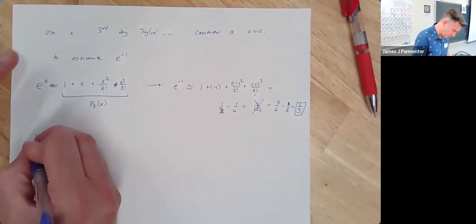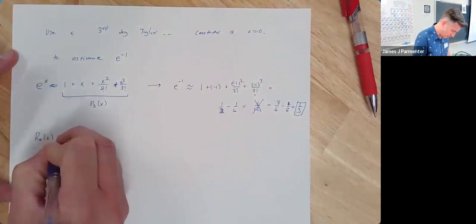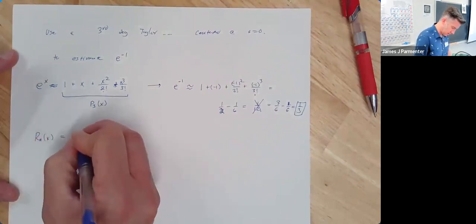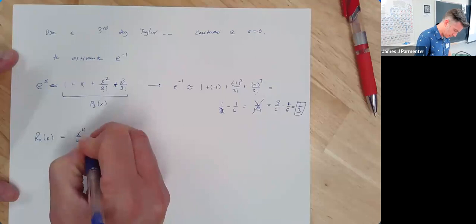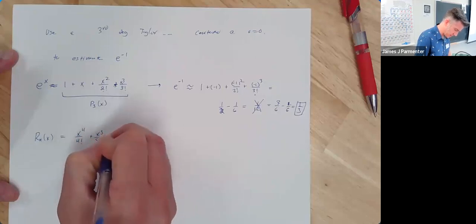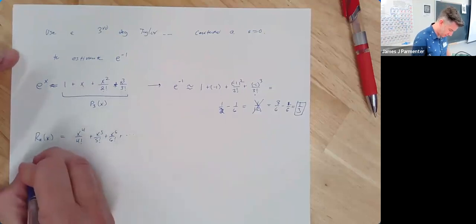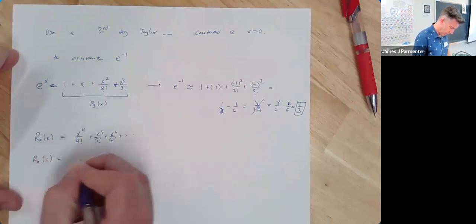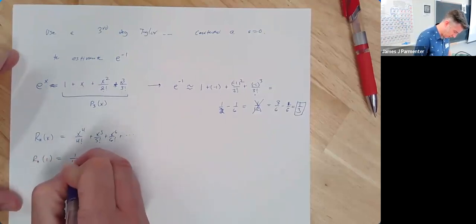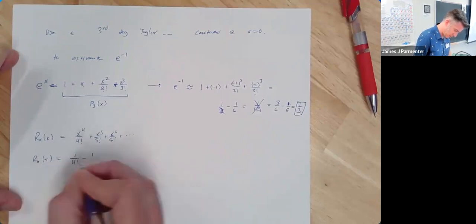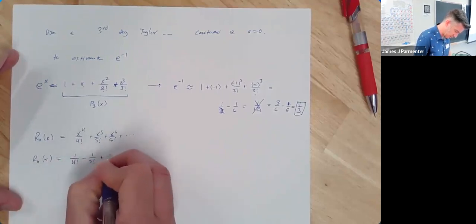Well, the actual remainder would be all the rest of the terms. It'd be x to the 4th over 4 factorial, plus x to the 5th over 5 factorial, plus x to the 6th over 6 factorial. Which in this case, if you plugged in negative 1, would actually be 1 over 4 factorial, minus 1 over 5 factorial, plus 1 over 6 factorial.